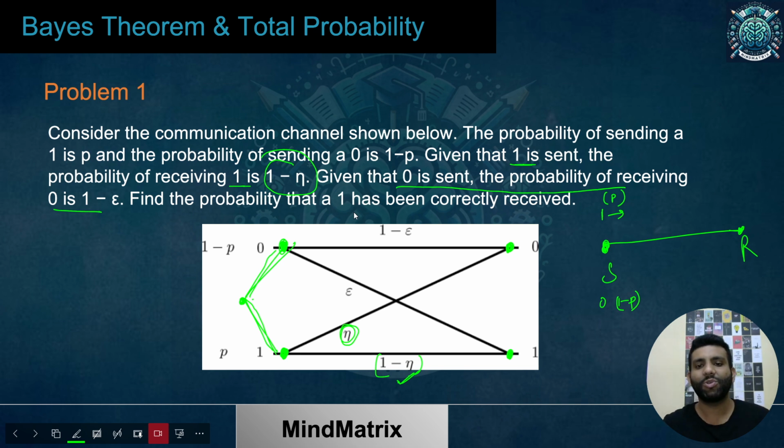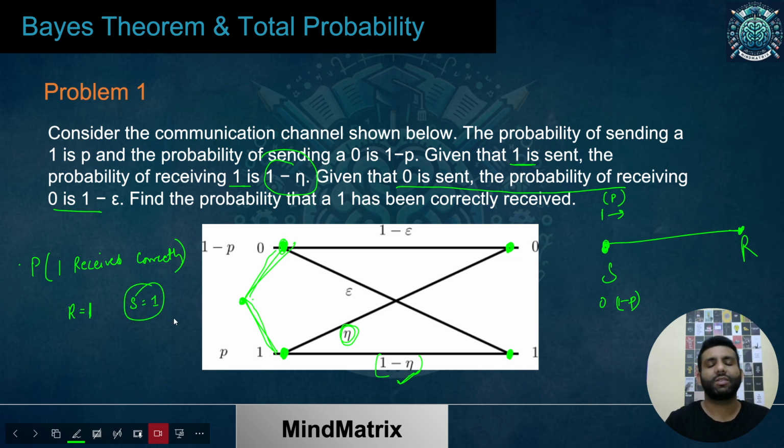Now how do you understand this kind of thing, what exactly do I need to calculate over here? The probability that one is received correctly. What does it mean? When do you say that you have received one correctly? When you have received one and what was actually sent was also one.